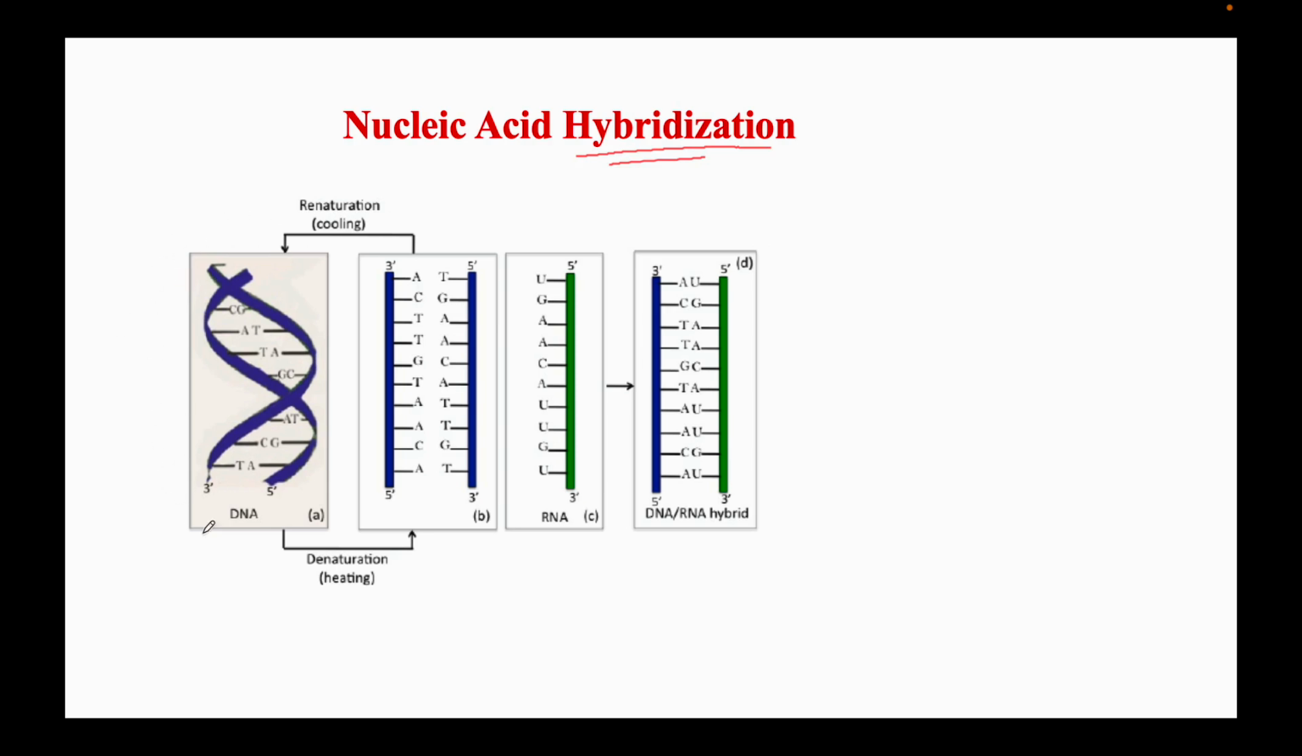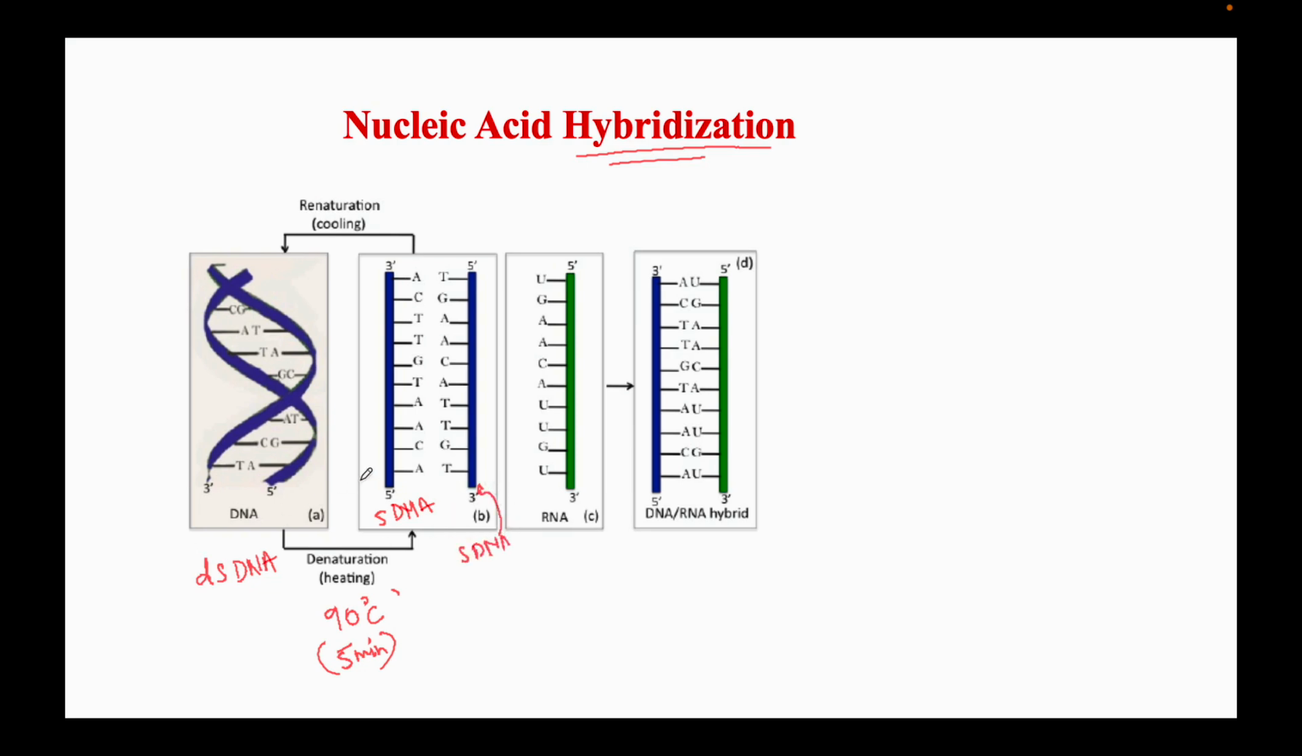We have a double-stranded DNA. It is denatured through heating. We preferably heat it at 90 degrees Celsius for 5 minutes on a heating bath. So we have a double-stranded DNA here, and when we heat it at 90 degrees Celsius, we'll get two single-stranded DNA. This is one template and this is another template, single-stranded DNA template.